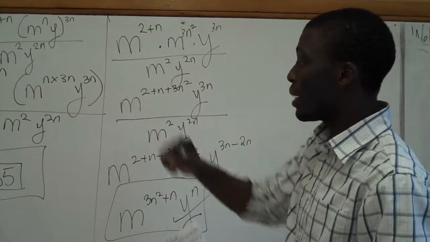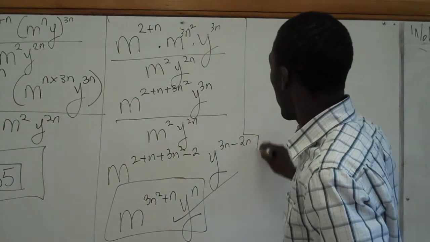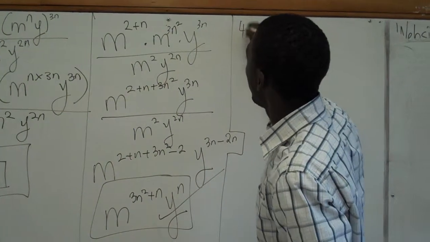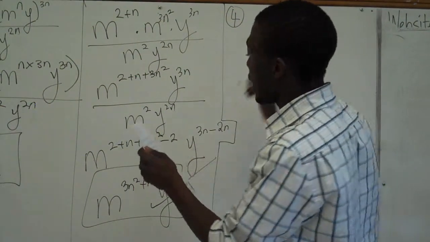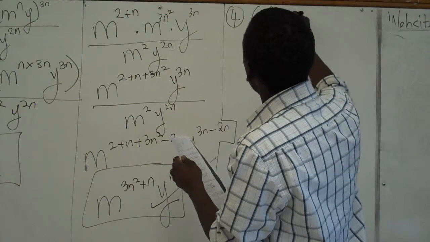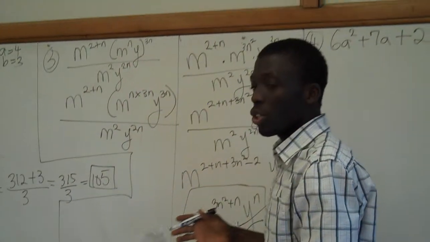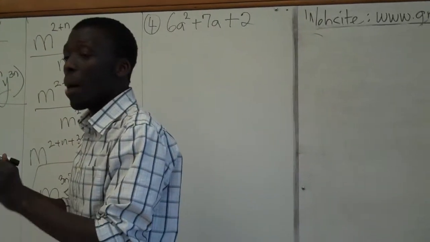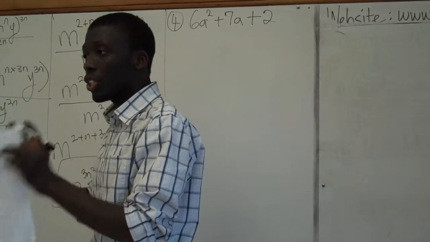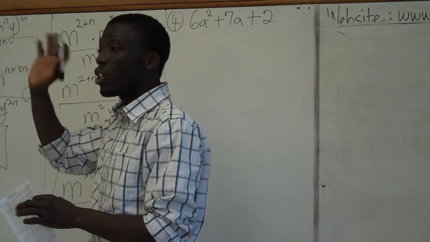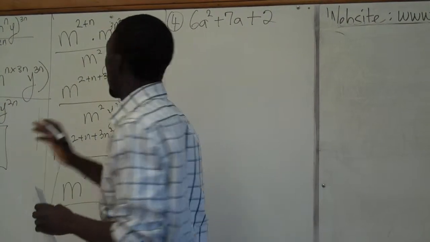I'm going to go back and clean, well, I'm going to do my best and make use of this part. Number 4. Number 4 tells us 6a squared plus 7a plus 2. There's a video on YouTube that goes into detail about how to use the AC method. Check the website, check YouTube, it's there. Step 1, step 2, step 3, step 4.